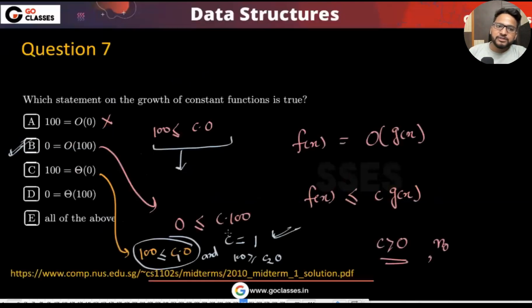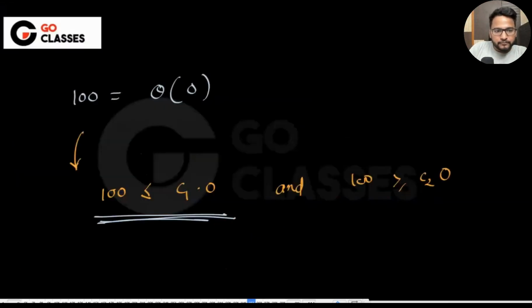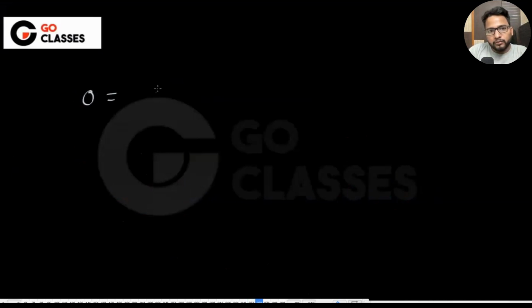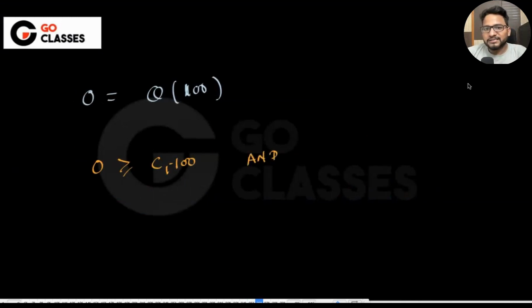No, right? Since you cannot make it true, that is why this is false. 0 equal to theta of 100. It means 0 is greater than or equal to some c1 into 100 and 0 is less than or equal to some c2 into 100.